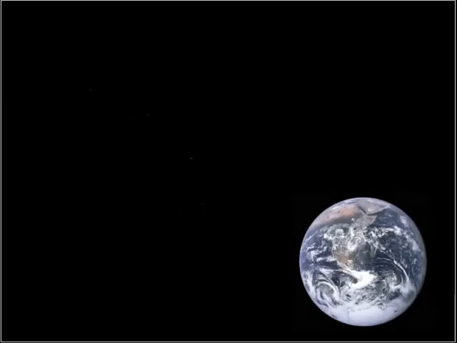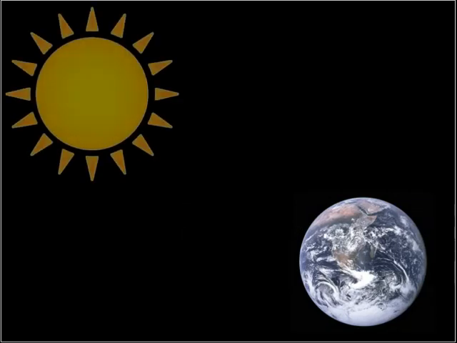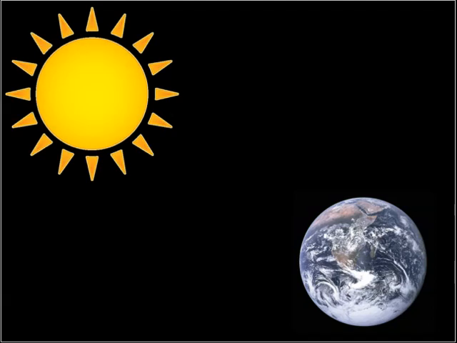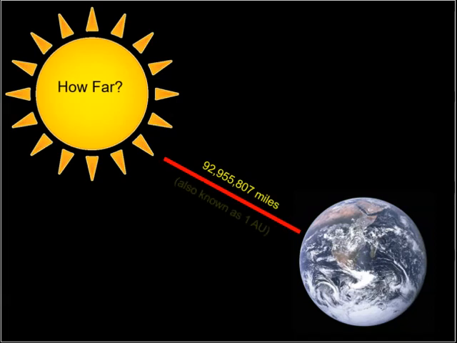You may have already remembered hearing this sometime in the past, but how far away from Earth is the Sun? Almost 93 million miles away. 93 million miles. That's also known as one astronomical unit. Just like a foot has 12 inches or a meter has 100 centimeters, an astronomical unit has 93 million miles, or the distance from the Earth to the Sun.